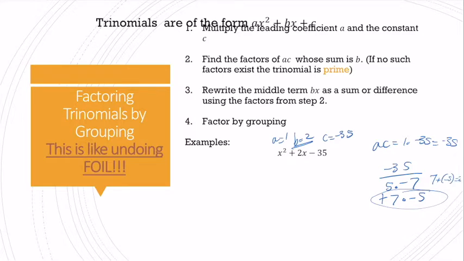So I'm going to rewrite my middle term. We're going to rewrite our middle term as 7x minus 5x, because we use the 2 factors, minus 35. And now I factor by grouping.